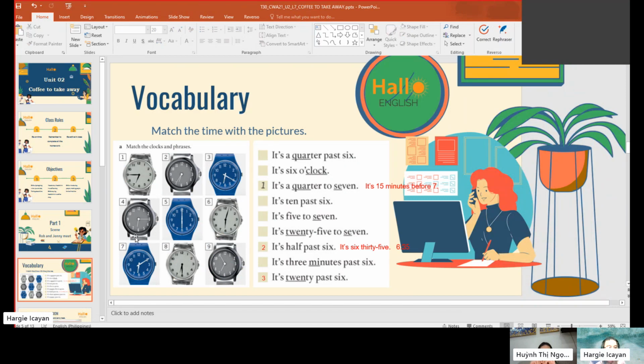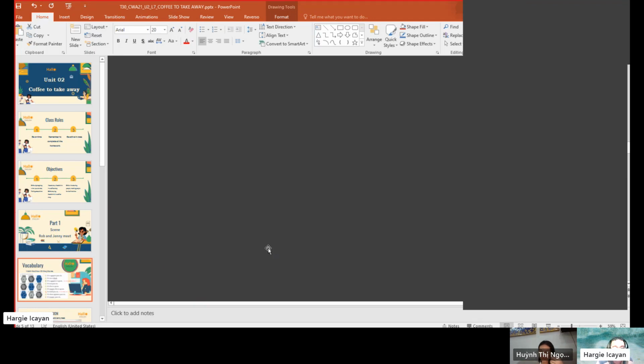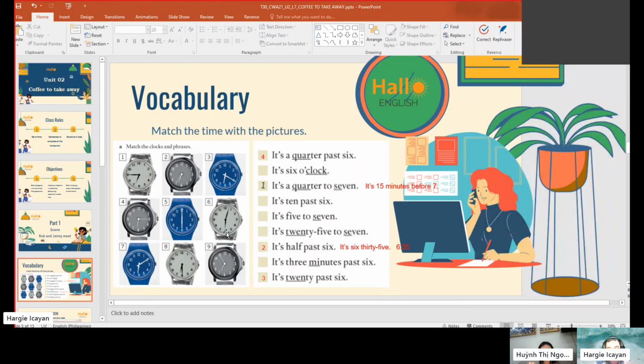Number 4. It's a 6:15 again. So why is it 6:15 again? Because it's the same 15 minutes. So that will be it, right? Somehow it's confusing, but you just have to remember that when it's 15, that would be a quarter. When it's here, that would be 3. When it's in here, that's also a quarter. When it's in here, that would be 1 hour, so that would be 60, right?